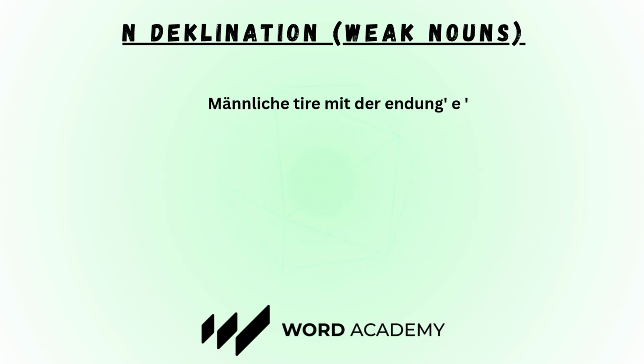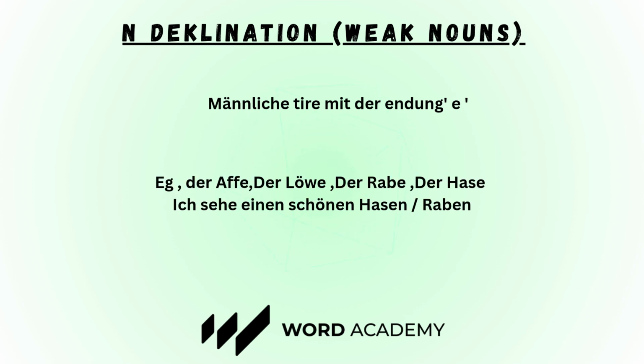Other examples are masculine animals in N-Deklination. Masculine nouns that refer to animals and end with e follow the N-Deklination pattern. They add n or en in all cases except the nominative singular. For example, der Affe, der Hase, der Löwe, der Rabe und so weiter. Das ist ein schöner Hase. It is a nominative sentence and there is no N-Deklination. Ich sehe einen schönen Hasen. There is N-Deklination and it is an accusative sentence.